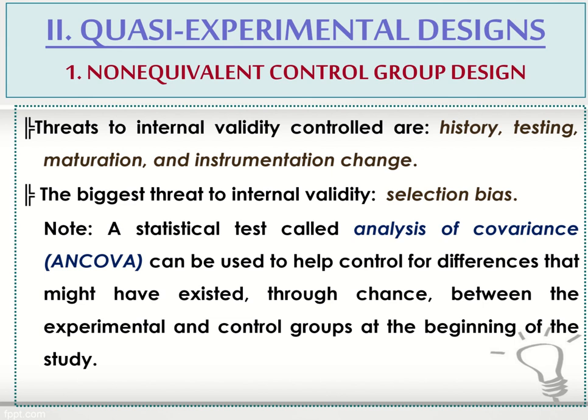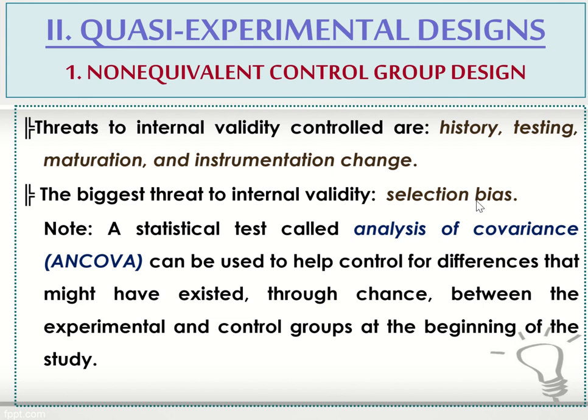So threats to internal validity control are history, testing, maturation, and instrumentation change. So yun yung nape-prevent ni non-equivalent control group design: history, testing, maturation, and instrumentation change. The biggest threat to internal validity naman ay selection bias.